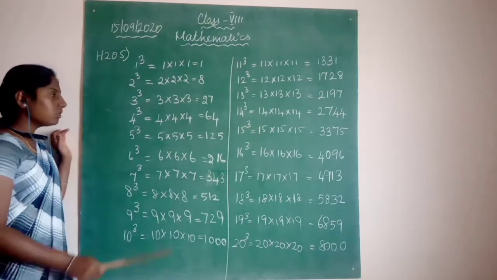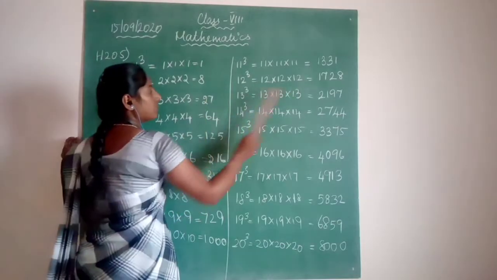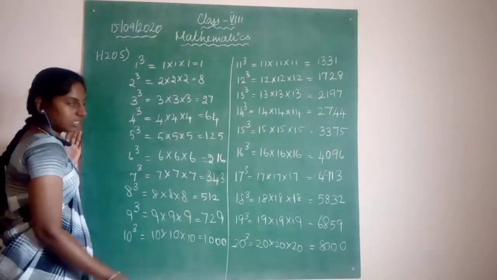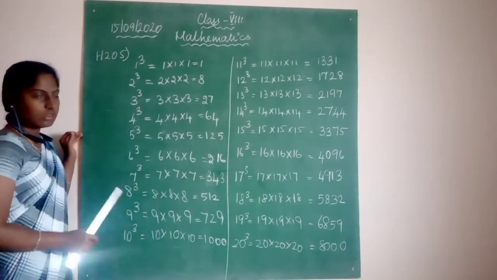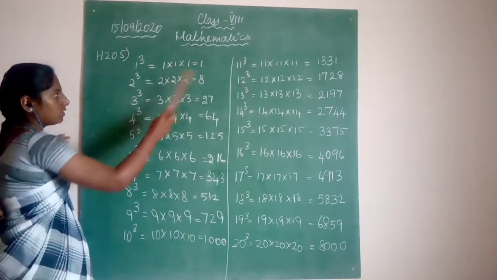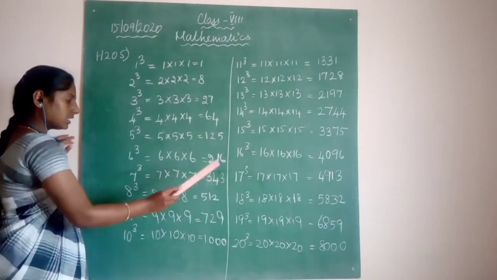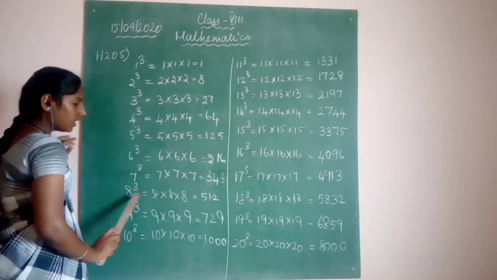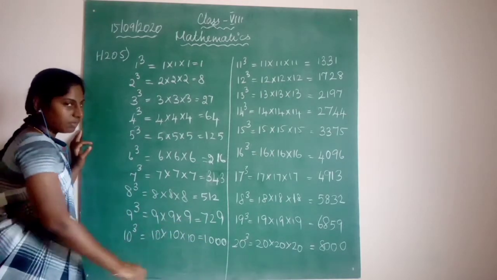So 3, 13, both are having 7 in the cube's ones place. Like that, you have to note and remember everything. For 1, it is 1. For 2, it's 8. For 3, 7. 4, 4. 5, 5. 6, 6. 7, 3. 8, 2. 9, 9. And 10, that is 0, 0.